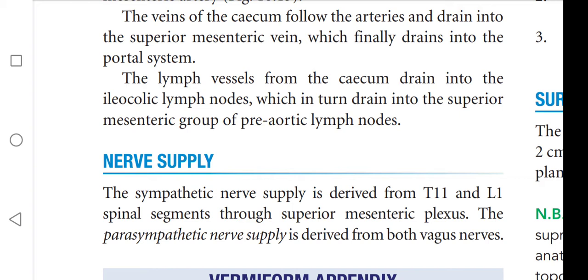Here also the same name, superior mesenteric: lymph nodes, superior mesenteric plexus, superior mesenteric vein, superior mesenteric artery, all are the same. Here it is plexus. And the parasympathetic nerve we also know well, that is the vagus nerve. The parasympathetic nerve supply is derived from the vagus nerve. I think it is clear to you.